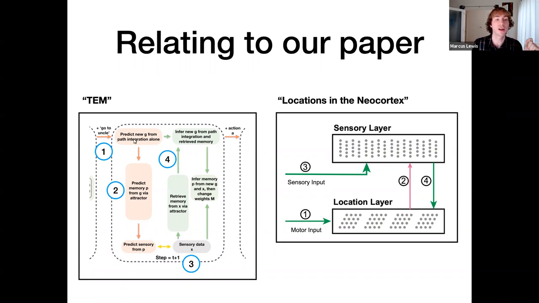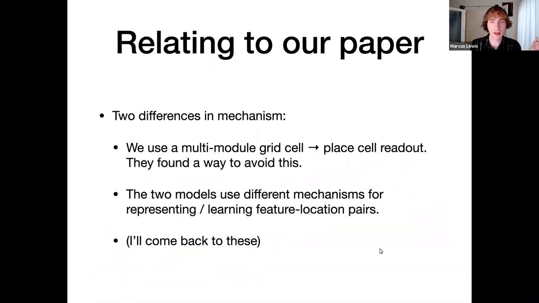But once again, where their grid cells are trained, we kind of hard coded this set of grid cells. So the differences in mechanism, and I'm going to talk about this in a couple of slides: in our model, even though we didn't fully like this, we settled with our quote unquote place cells, the layer 4 cells, reading out from multiple grid cell modules. And their model finds a way to avoid this, which is nice.